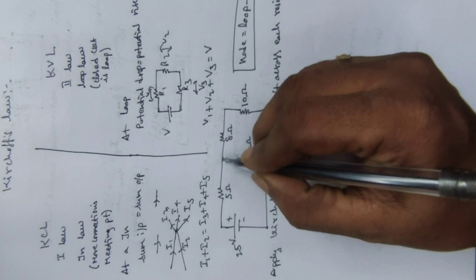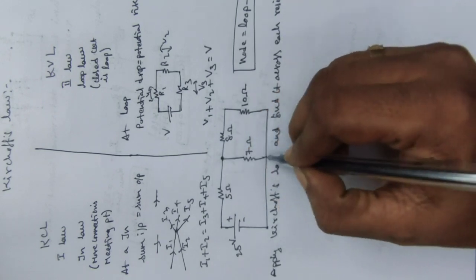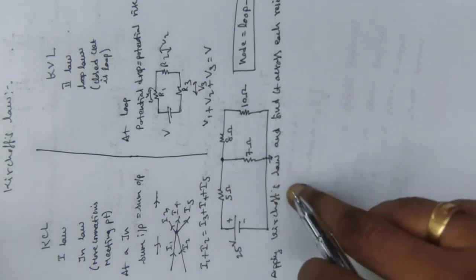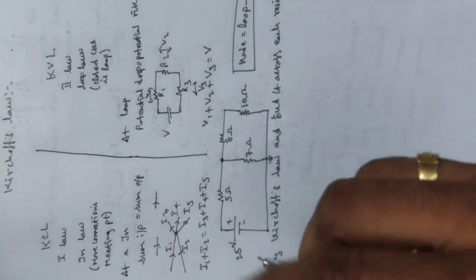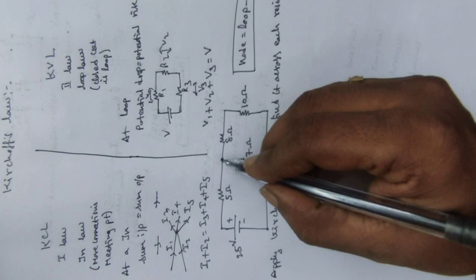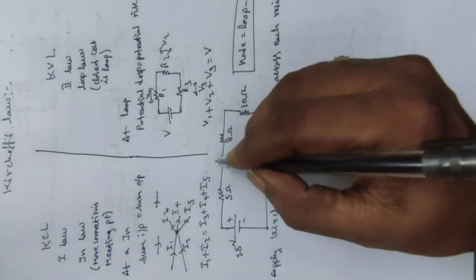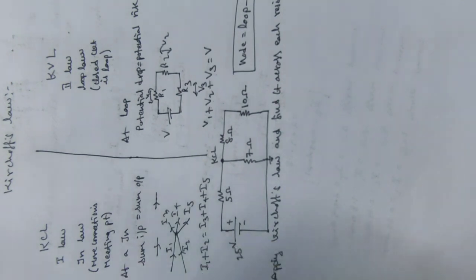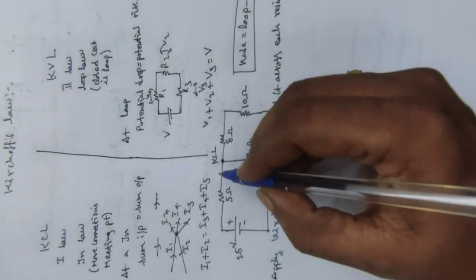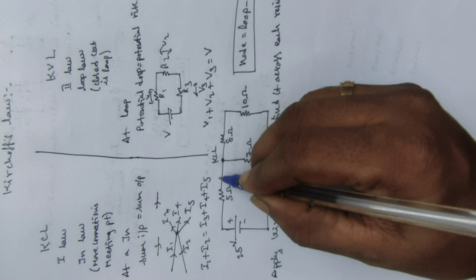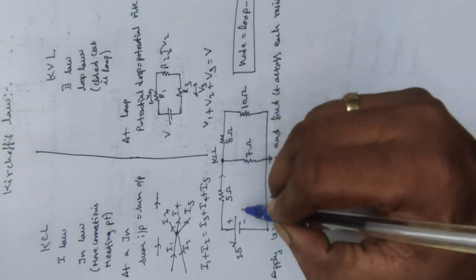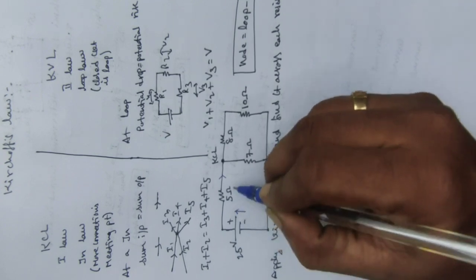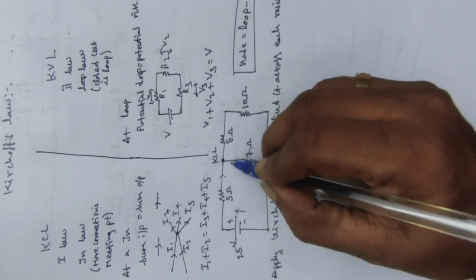So that one node is this node, and this node is the return node. For the return node, the potential value is 0, so we need not consider it. If I take this as my node, at this node only I need to apply Kirchhoff's current law. According to the current law statement, from the source I am getting a current in this direction and it is coming to this junction.